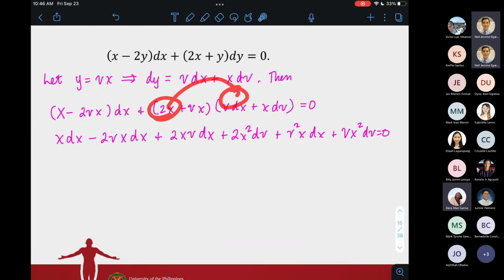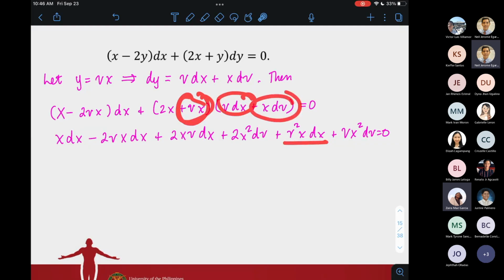2x times this guy, so that's 2xv dx. Then that guy times this, so that's 2x squared dv. And then vx times this guy, v squared x dx. Then this guy times that guy, it's going to be v squared dv equal to 0.